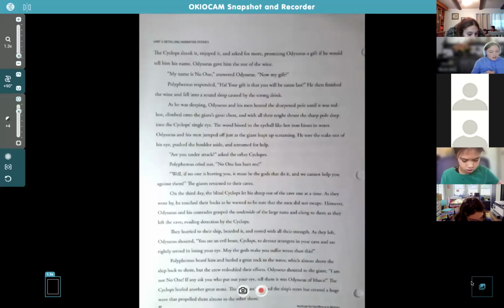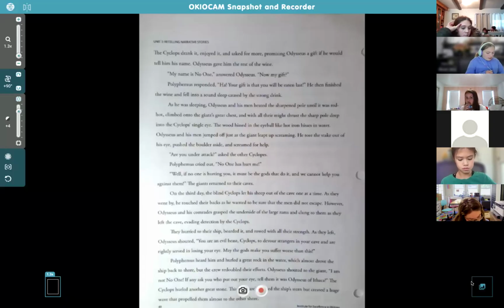However, Odysseus and his comrades grasped the underside of the large rams and clung to them as they left the cave, evading detection by the Cyclops. They hurried to their ship, boarded it, and rowed with all their strength. As they left, Odysseus shouted, "You are an evil beast, Cyclops, to devour strangers in your cave, and are rightly served in losing your eye. May the gods make you suffer worse than this."